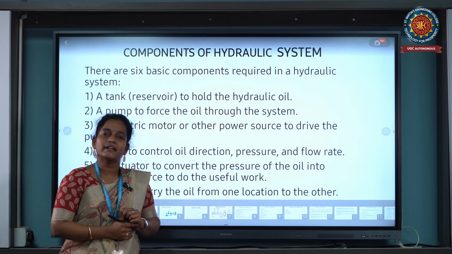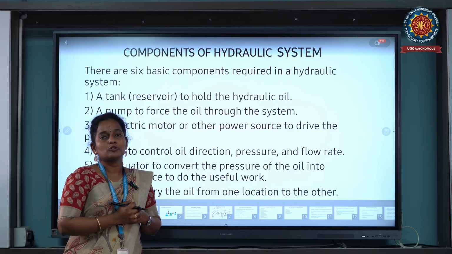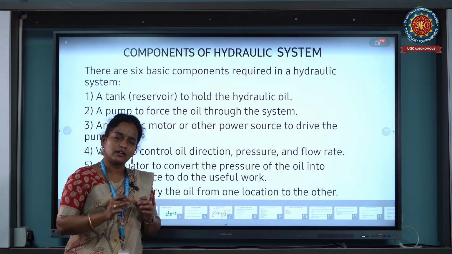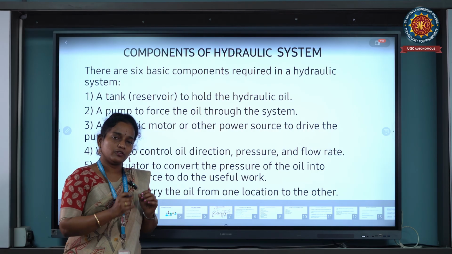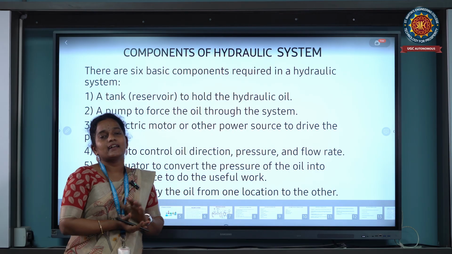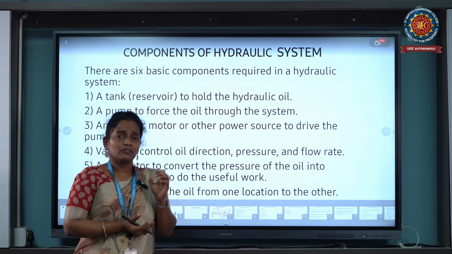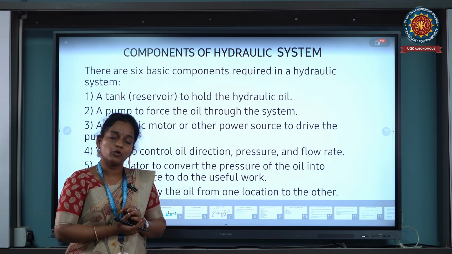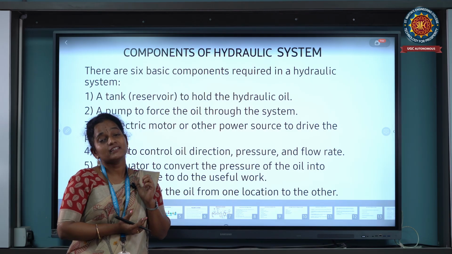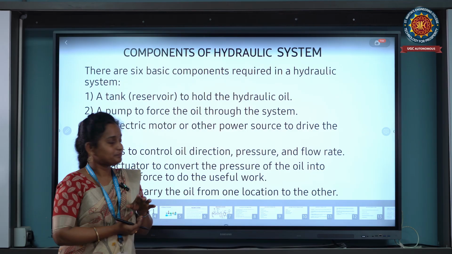So here one motor is there. What is the use of the motor? The motor is used to drive the pump. The pump is not working without any source, so they want a source, right? That is the reason in a hydraulic system one motor is placed. The pump is used to force the flow to the system. So the motor is used to drive the pump.